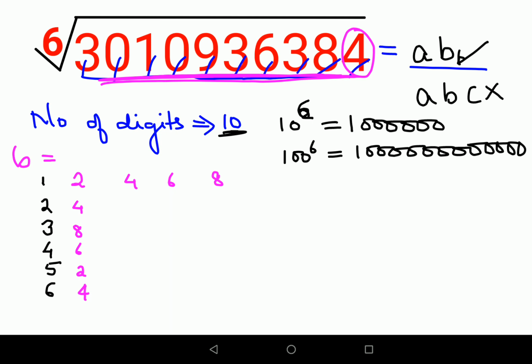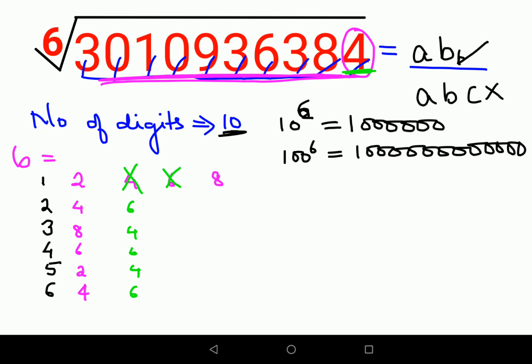Now let's look at 4. 4 raised to 1 is 4. 4 raised to 2, last digit is 6. Then again 4, then 6, then 4, and then 6. So 4 goes out of the question. We are looking at those numbers whose power of 6 gives you the last digit as 4. This is very important. Now if you look closely, for 6 all the last digits will always be 6, so this is gone.